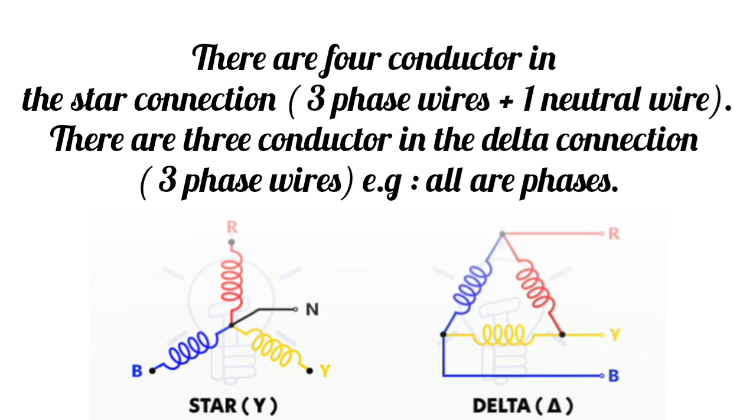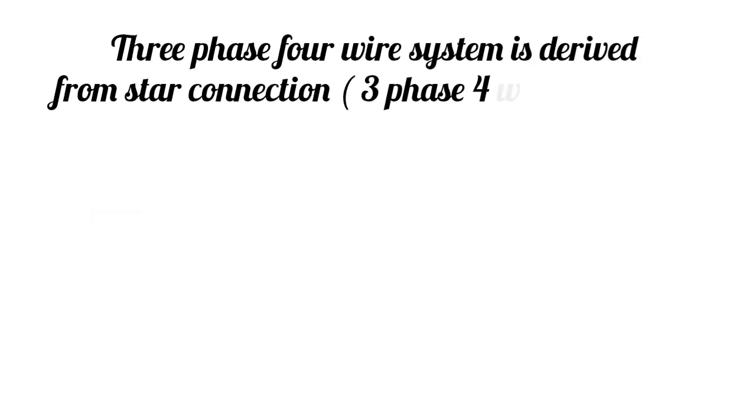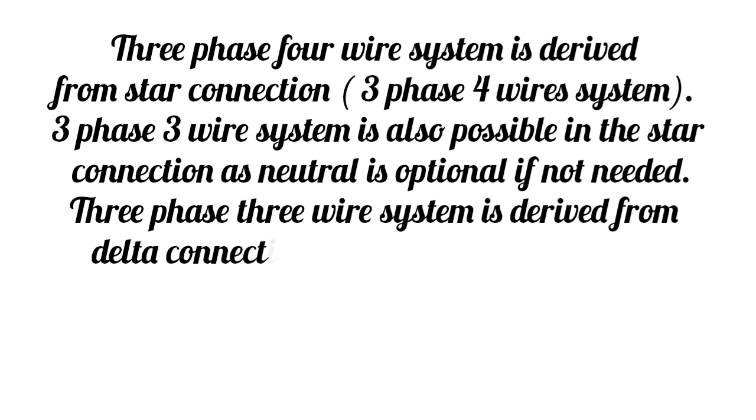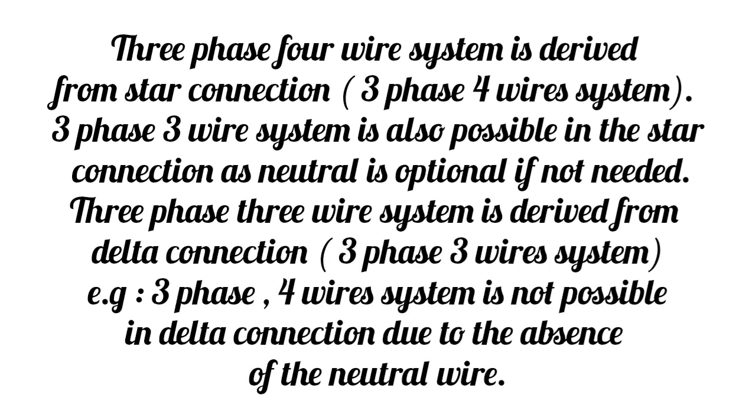Example: a three-phase 4-wire system is derived from star connection. A three-phase 3-wire system is also possible in the star connection, as the neutral is optional if not needed. A three-phase 3-wire system is derived from delta connection. A three-phase 4-wire system is not possible in delta connection due to the absence of the neutral wire.